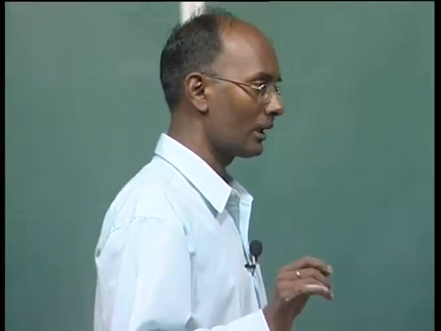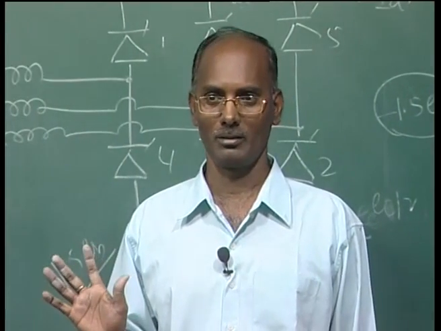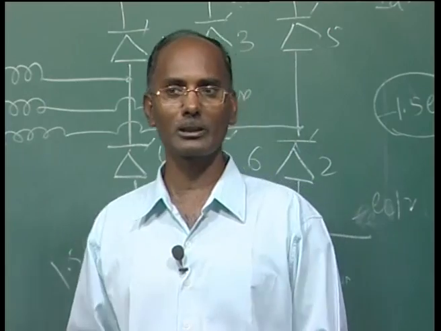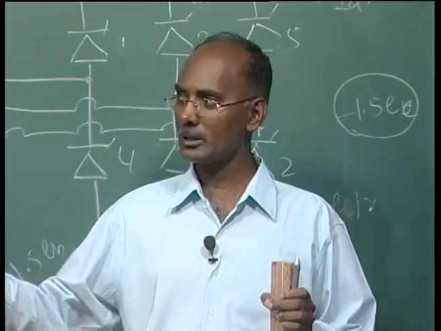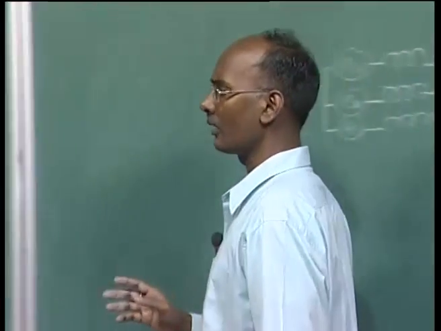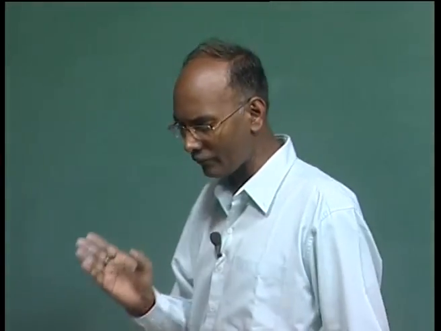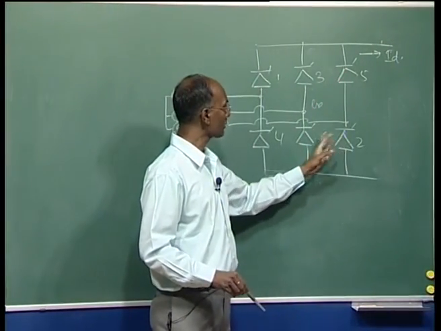Another peculiar phenomenon here is that in this condition alpha cannot be less than 30 degree. However, in the 2-3 valve conduction mode it was possible that alpha can be from 0 to 180 degree, but in this case it cannot be less than 30 degree. So, let us see why. Even though you give the gate pulse at alpha less than 30 degree, the valve will not conduct. To see it, let us again take the case when valves 6, 1 and 2 were conducting.